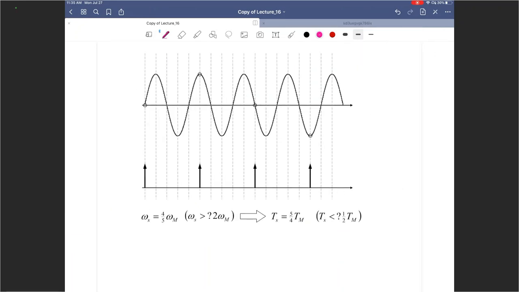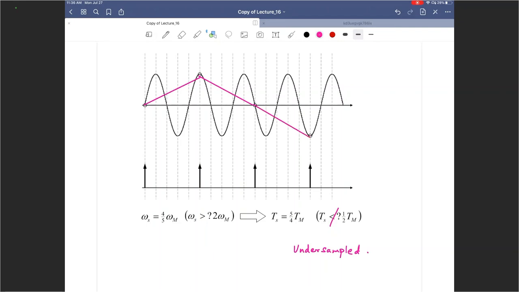Here we have TS as 5/4 of TM. So actually our sampling time is more than TM, which means that we are undersampling by a lot, right? So this is undersampled. Again, this is going to fail because TS is not less than half TM, and our reconstructed signal using first order is going to look something like this.